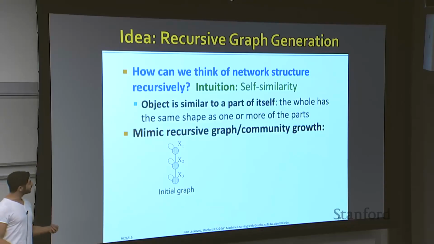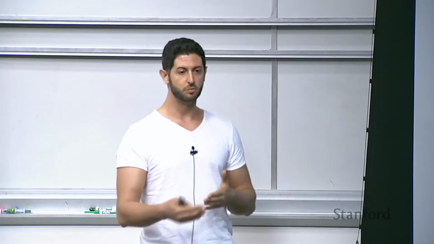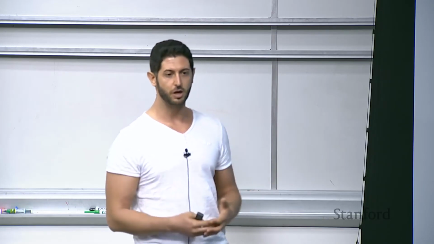Now, what is the key idea behind it? What we want to do is generate this network structure recursively. And the intuition is the self-similarity one. So think about a big social network. The way in which people establish friendships in different countries is pretty much the same.